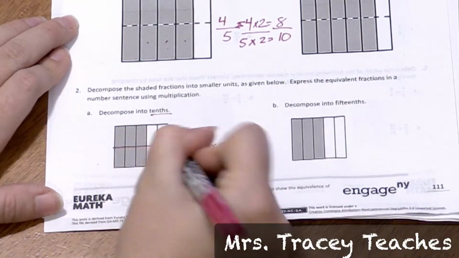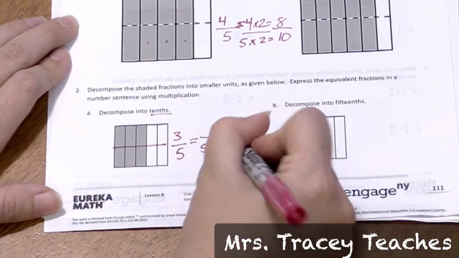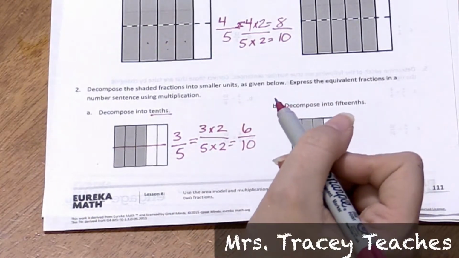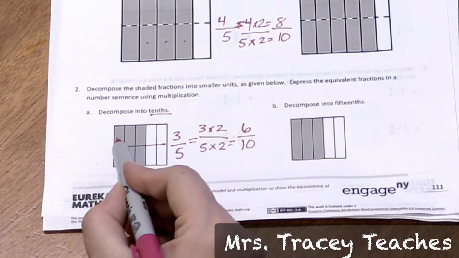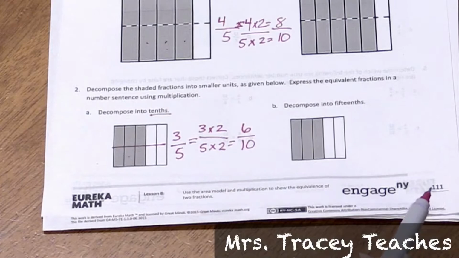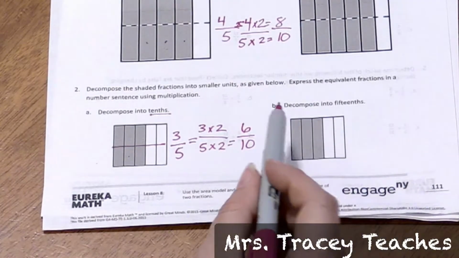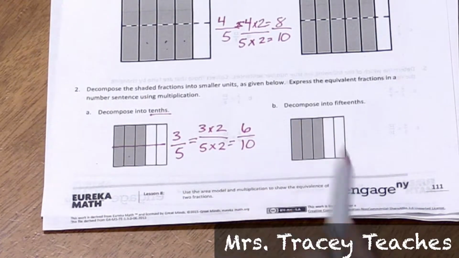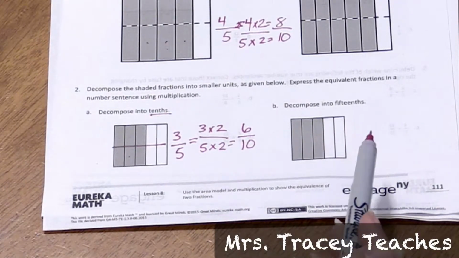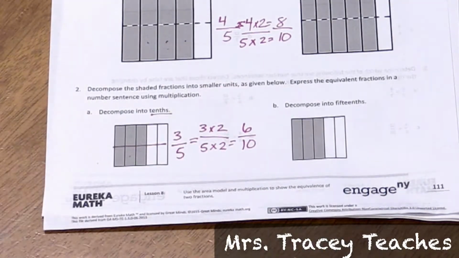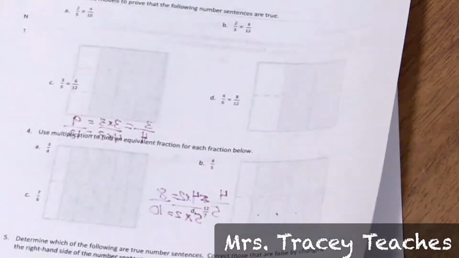So I'm going to split it in half. Whatever I do to the bottom, I must do to the top. So 3 times 2 is 6. So now I have 6 tenths. So 1, 2, 3, 4, 5, 6. Check. 7, 8, 9, 10. Check, check. Correct. On the bottom one, you're going to decompose into fifteenths. So if I have 1, 2, 3, 4, 5, 5 times what is 15? That's right, 3. So you're going to draw 2 lines right here. So try that one on your own. I'm going to do the back side with you.